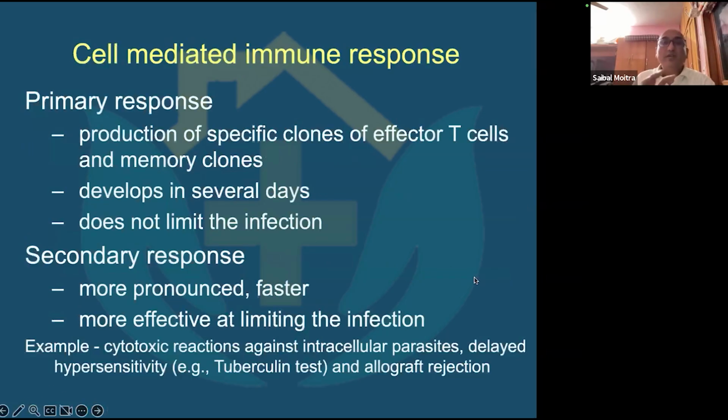So we see that any cell-mediated immune response has two components. One is a primary response, and the other is a secondary response. Now, what is the primary response? Once the naive T cells have come in contact with the APC, which is showing that particular peptide along with all the three signals that we've just discussed, it goes and starts killing.